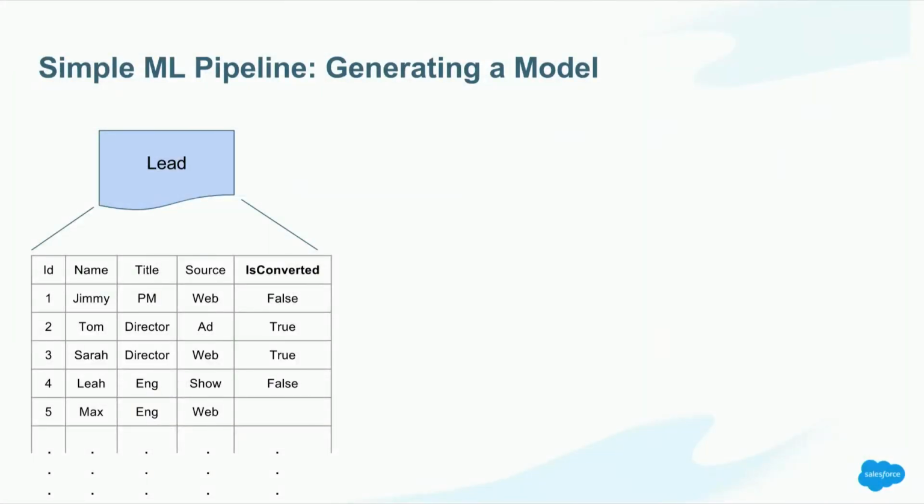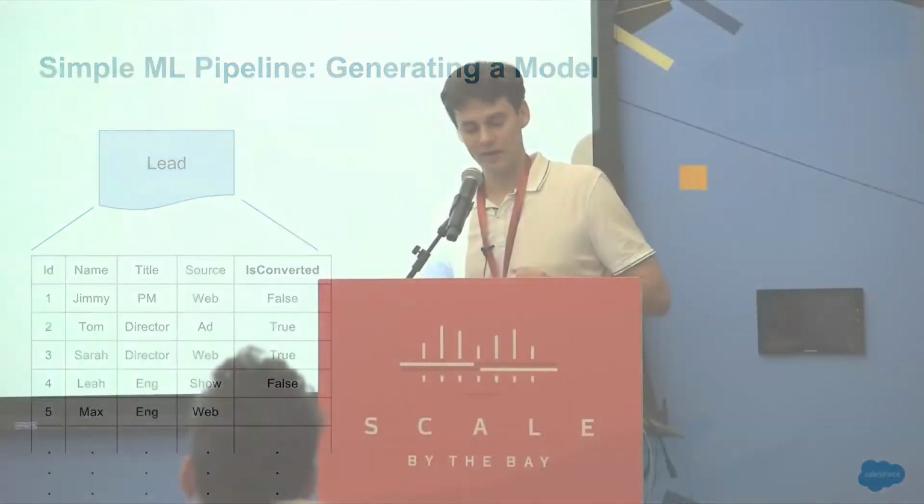So let me take you through a data set, and this is the data set I will use. For generating a model, let's take the lead object. Again, this is just a fancy name for a potential customer. We're trying to predict whether this potential customer becomes a real customer. The is-converted field is basically an indication of that. False means they didn't become a customer, true means they did, and blank means we don't know yet.